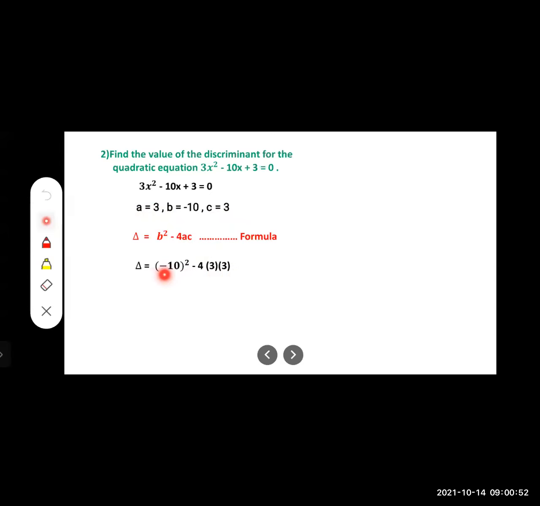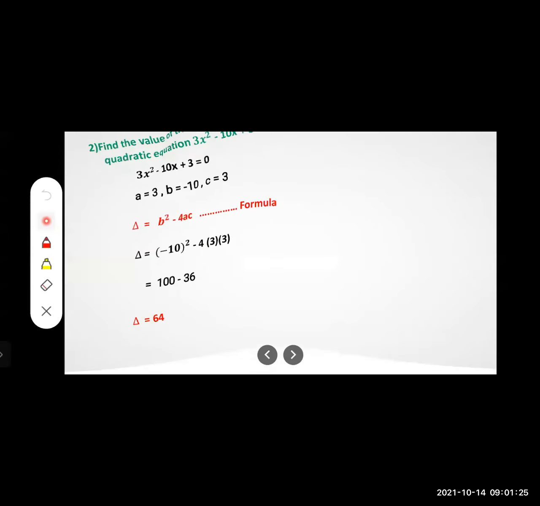Okay, students? Now, minus 10 the whole square. When we are taking the square, the minus will become plus. Minus into minus, plus. So 10 into 10, how much you will get? 100. And only one minus sign is there, so you write minus sign as it is. 4 threes are 12, 12 threes are 36. And then 100 minus 36, how much you will get? 64. So the delta value is 64. Like this, if you solve, children, one mark you will get for this sum. Clear? Now we'll go to the next sum.